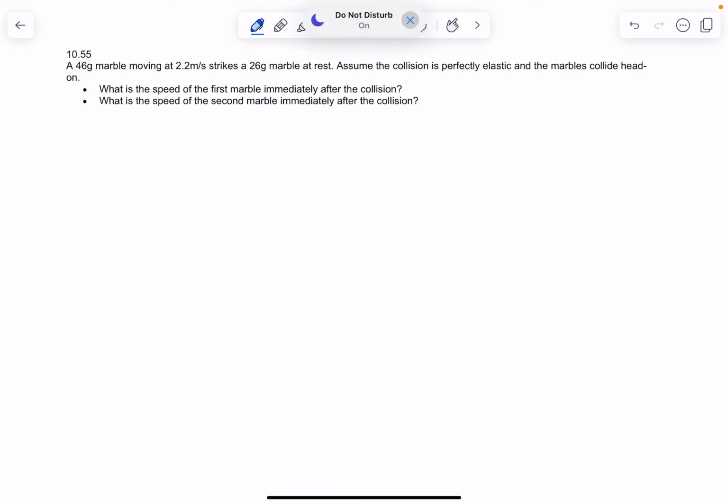This is a classic elastic collision problem. Watch this. This is in grams. You have to convert to kilograms. You're going to have conservation of momentum.